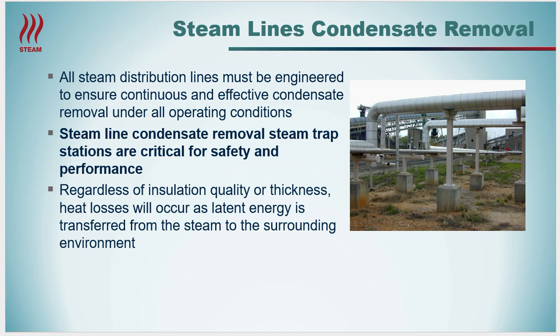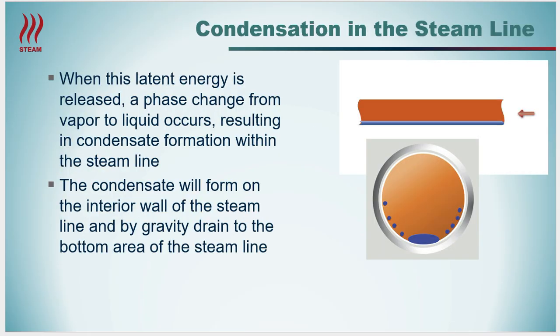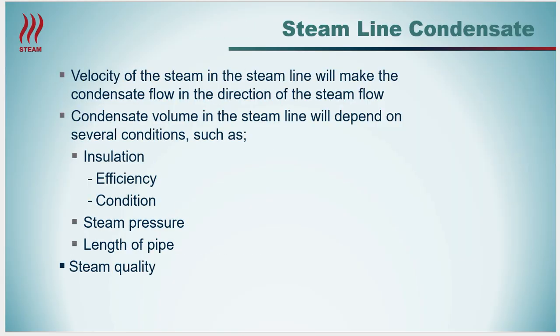Regardless of insulation quality or thickness, heat loss will occur as latent energy is transferred from the steam to the surrounding environment. When latent energy is released, phase change from the vapor to a liquid occurs, resulting in a condensate formation within the steam line. Condensate will form on the interior of the steam line, and by gravity, drain to the bottom of the steam line. Velocity in the steam line will make the condensate flow in the direction of the steam flow.